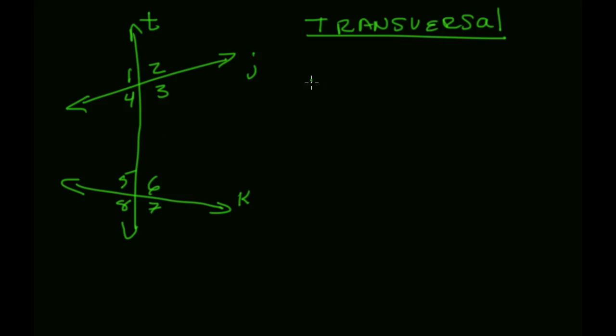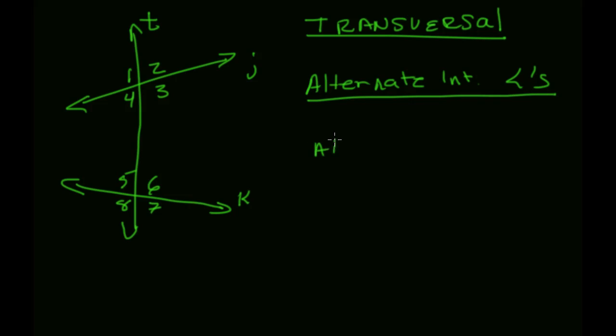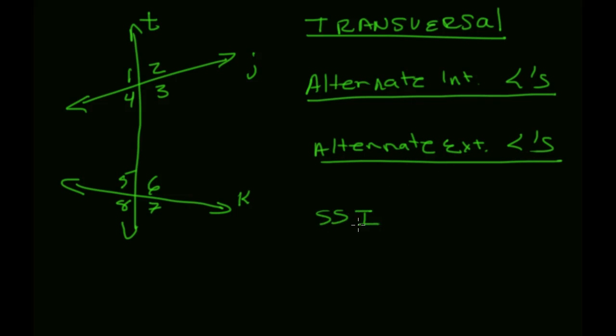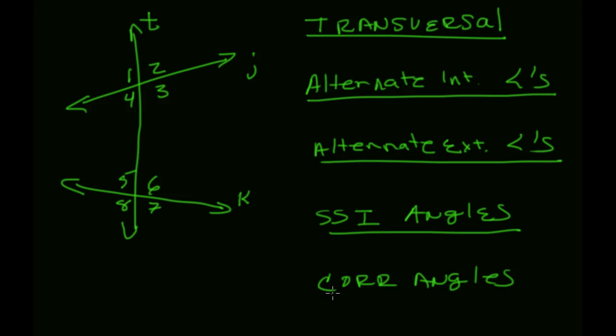Now we're going to get four sets of angles. We're going to get what are called alternate interior angles. We're going to have what we're going to call alternate exterior angles. We're going to have what are called same side interior angles. And we're going to have what are called corresponding angles. So this is a whole bunch of angle pairs.